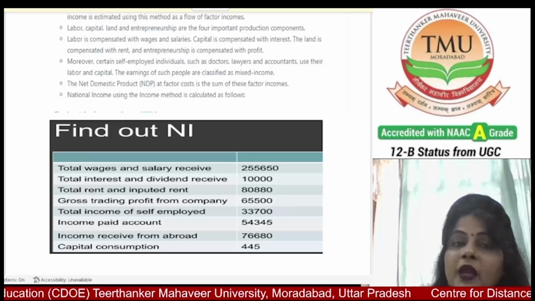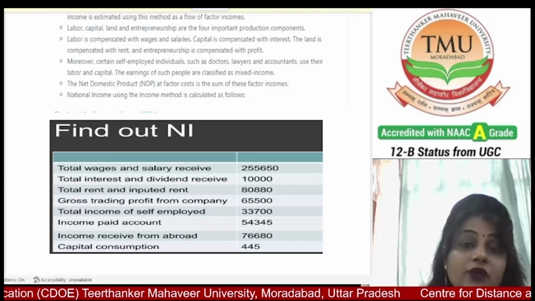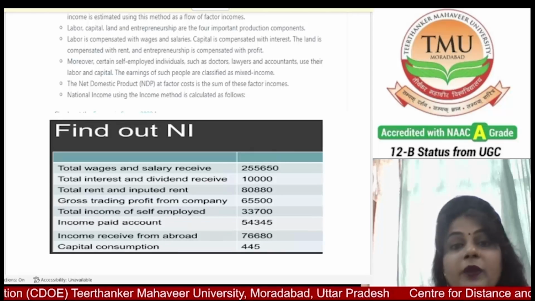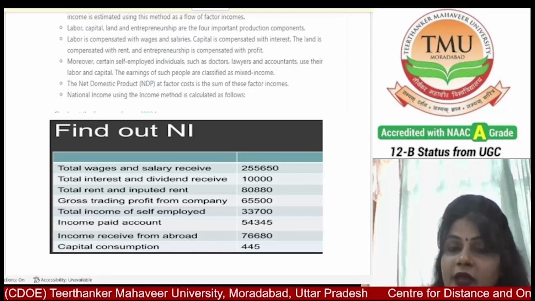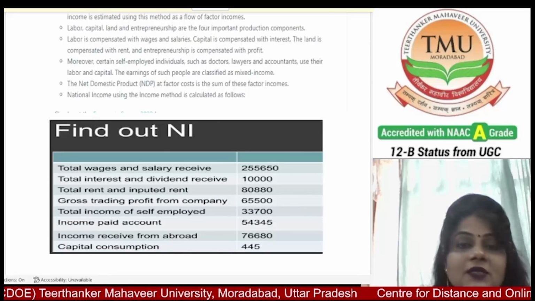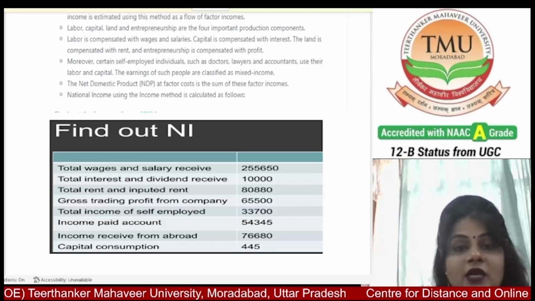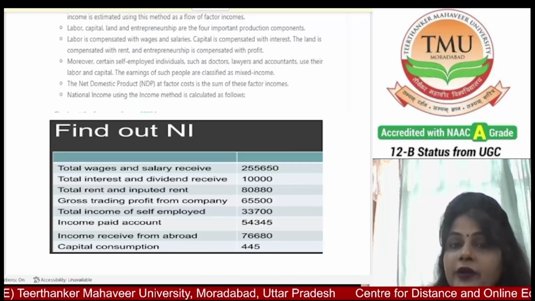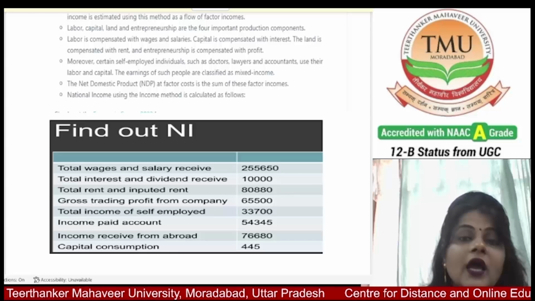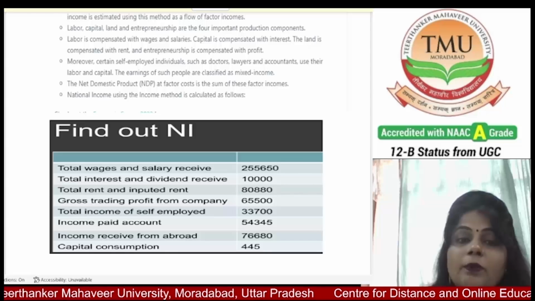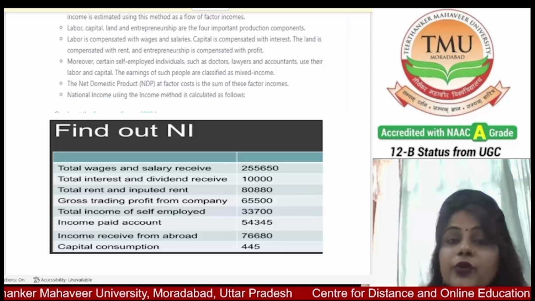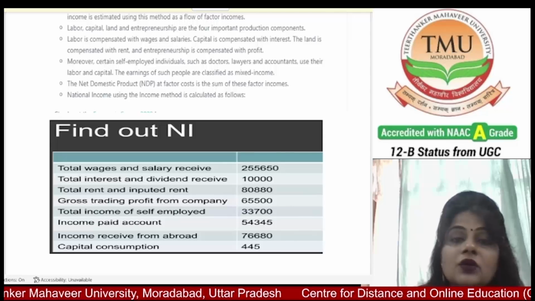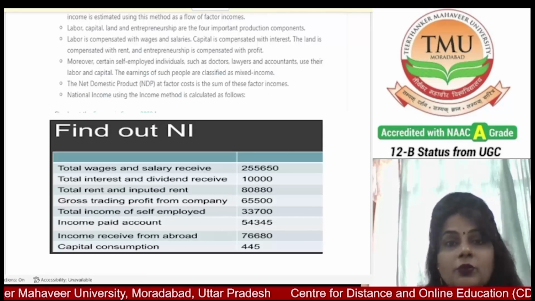Also, payments out of past savings will not be included. Payments out of past savings such as interest, gift tax, tax duties, etc., are not calculated in the national income as they are paid out of past savings or wealth and do not contribute to the current flow of goods and services of the economy.